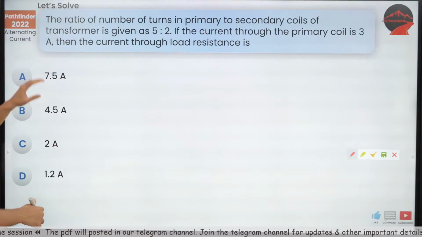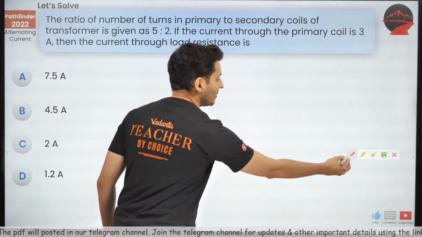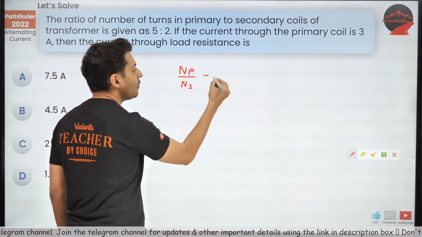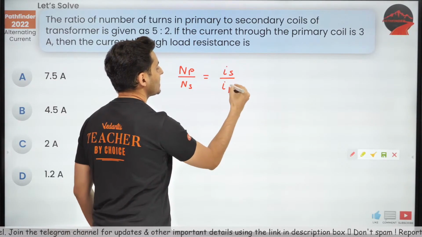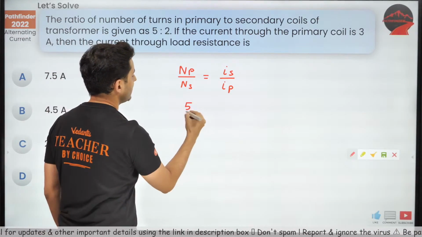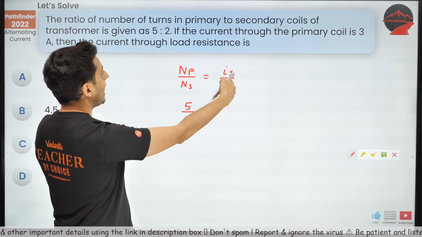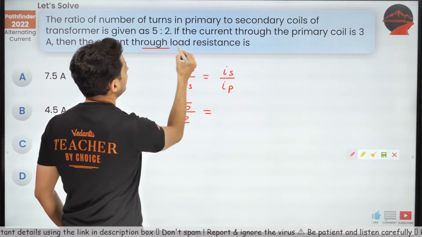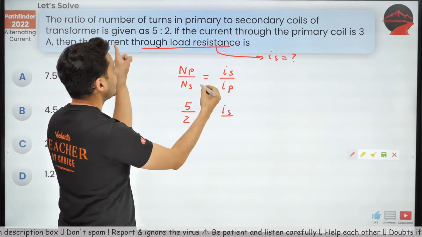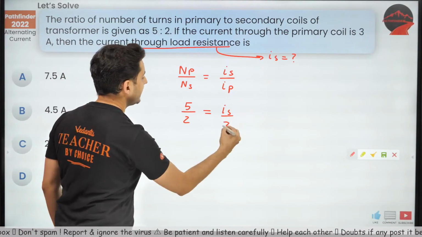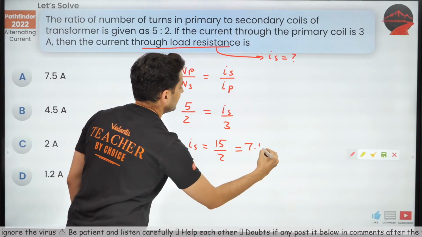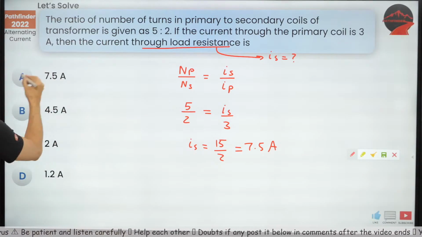Good afternoon. So the number of turns ratio is 5:2. Let's do this. NP by NS, if you recollect, was IS by IP. It was inverse. Now the primary to secondary ratio is 5:2. IS is unknown, because it is the current through the load resistance, so I do not know IS. And the current through the primary coil is 3. So IS will be 5 into 3, that's 15, divided by 2, which is 7.5 amperes. That means the option is A.